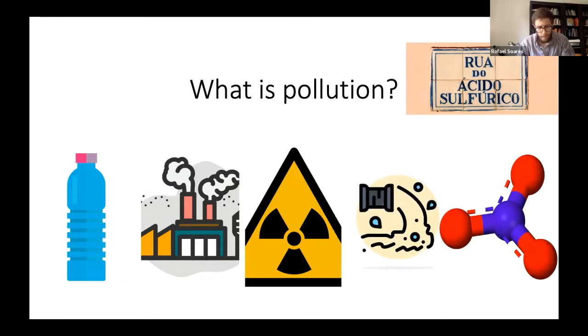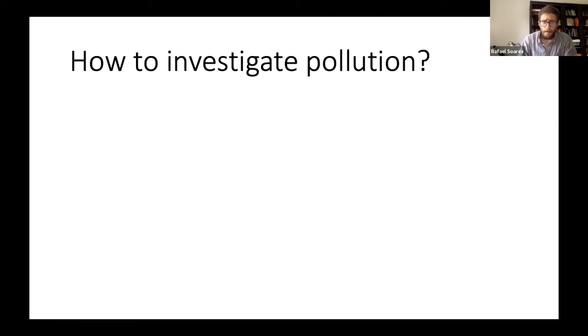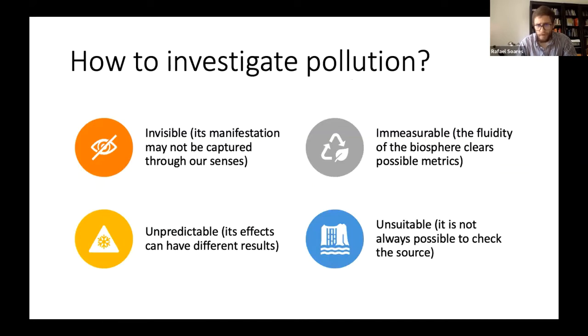And it is this problem of invisibility that made me wonder how to investigate pollution in historical terms. And I think that we always have to look at four major challenges. One is that pollution could be invisible, in the way that its manifestation may not be captured through our senses. Pollution can also be immeasurable, meaning that the fluidity of the biosphere clears possible metrics. It can be unpredictable because its effects can have different results around different regions, and it can be unsuitable in the sense that it is not always possible to check the source.